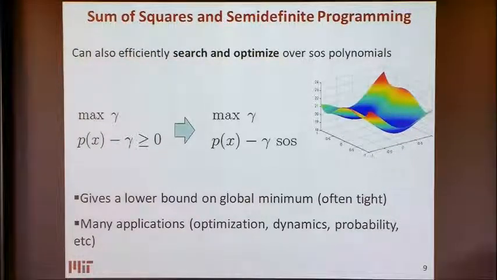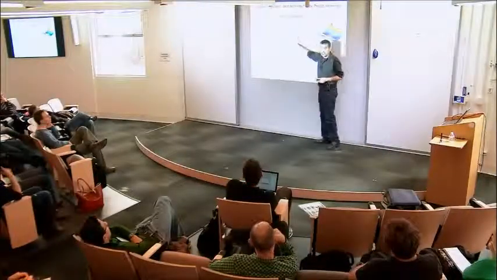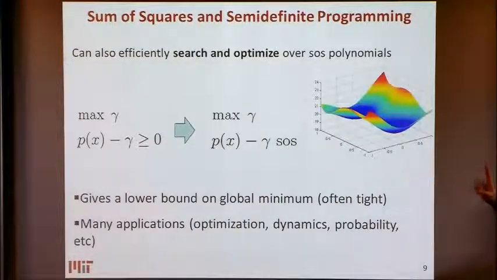Can you somehow incorporate the gamma into the variable? Yeah, gamma is a decision variable. Yeah, exactly. So now the decision variables of my semi-definite program are simultaneously going to be gamma and the Q sub ij's. And I solve for both at the same time.